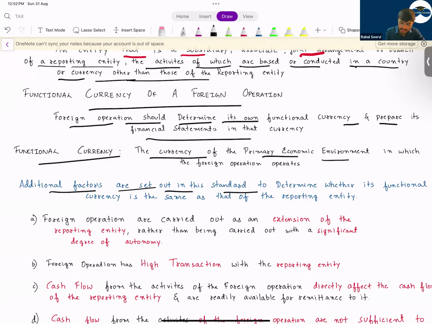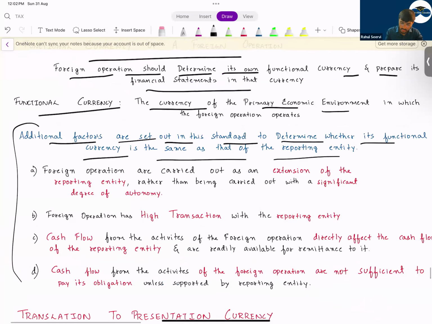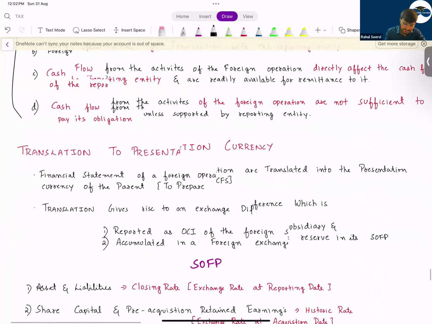Additional factors are set out in the standard to determine whether its functional currency is the same or not. This I have not seen being tested. As of now, we will not do this. It's not required also.